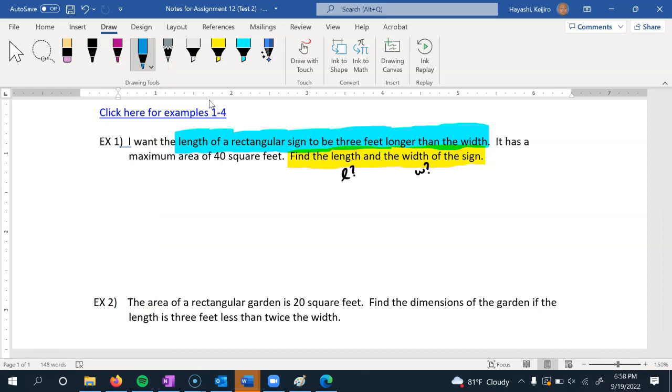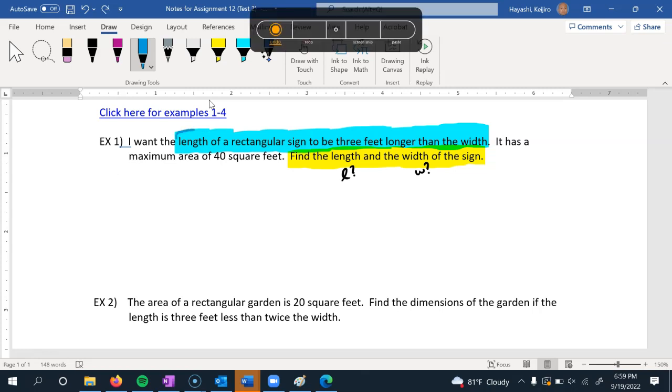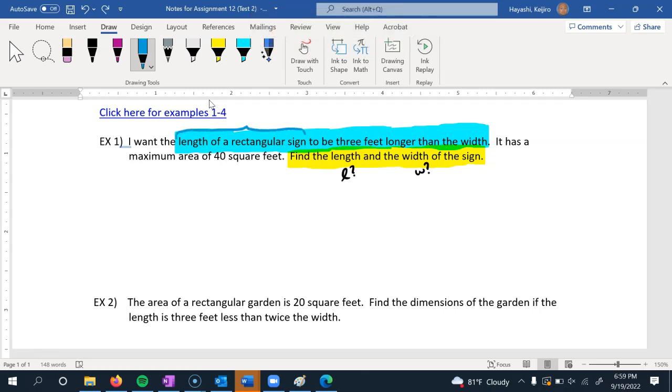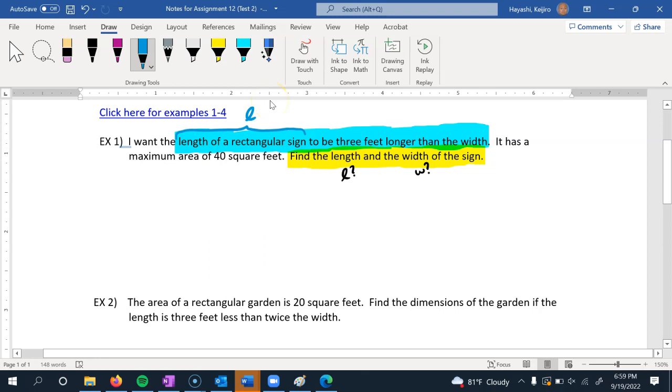So we know our variables are going to be L and potentially W. How am I going to represent the idea of a length? L, okay? The length of a rectangular sign. You can include the part that says the rectangular sign or not, this is L. Now here is an action verb, to be. What does that mean in math? Right, just like is or was or will be, it means equals. 3 feet longer than the width.